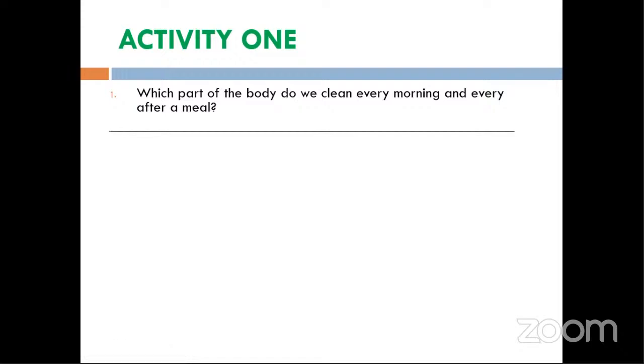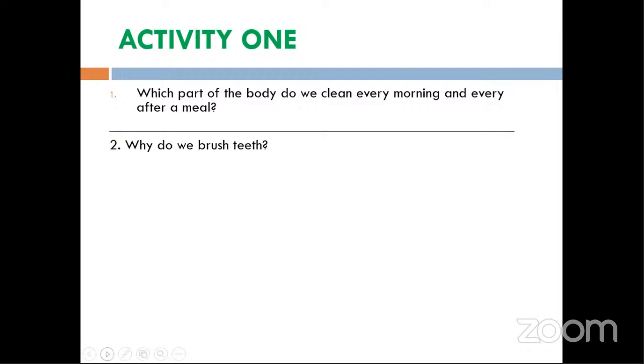If I can ask someone, which part of the body is that? That is Mark. Mark has said the teeth. And the answer is correct. So let's move to the next question.